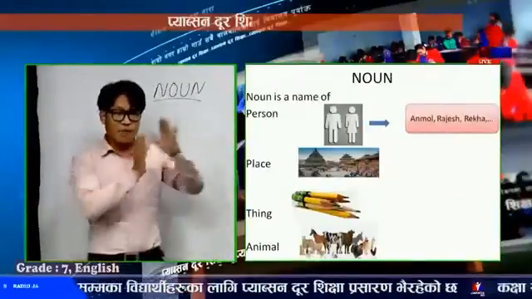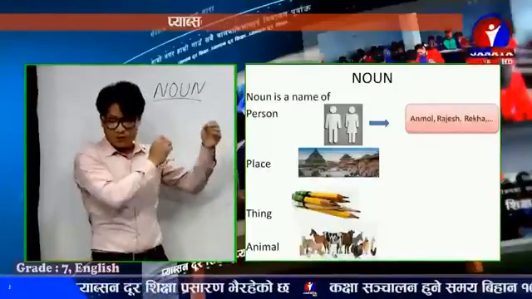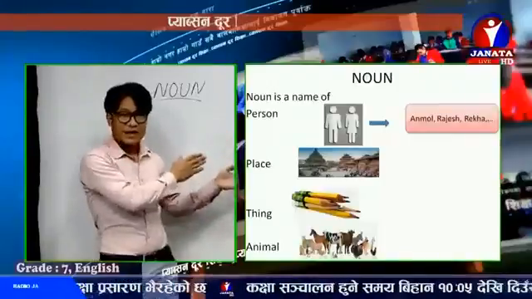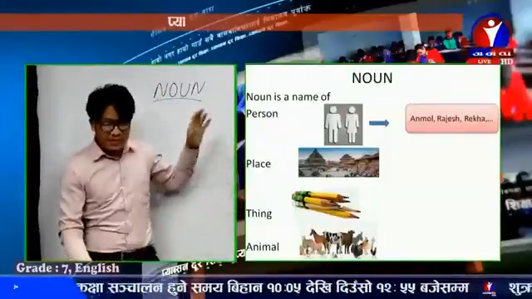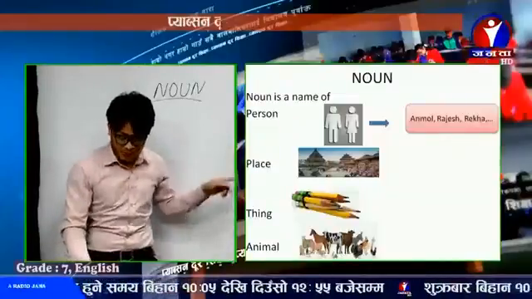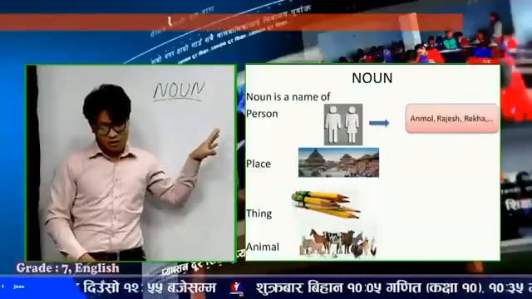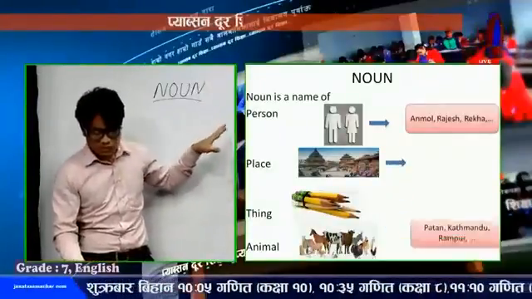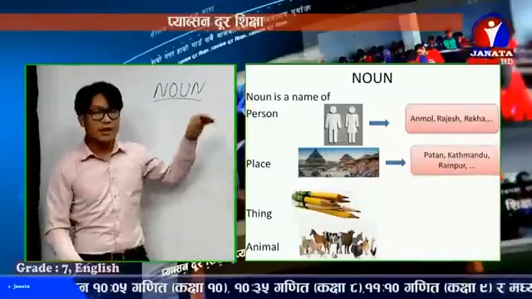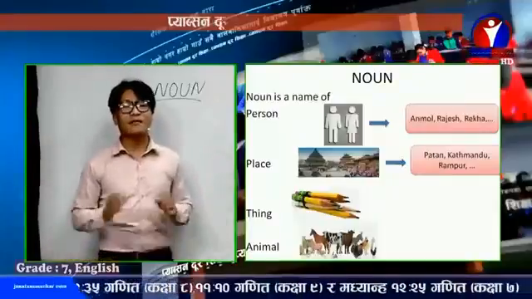A noun is the name of a person, and you can see the names here: Anmol, Rajesh, Rekha. These are examples. Next, a noun is the name of a place. In the picture you can see one picture of Patan, the square. So examples: Patan, Kathmandu, Rampur. These are examples of place.